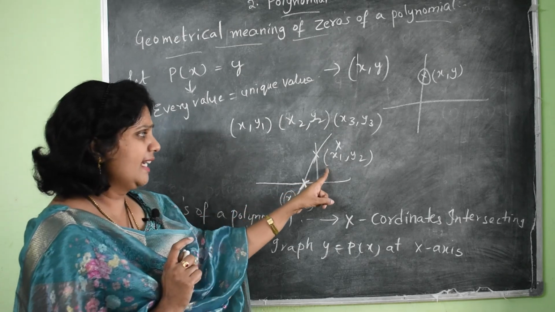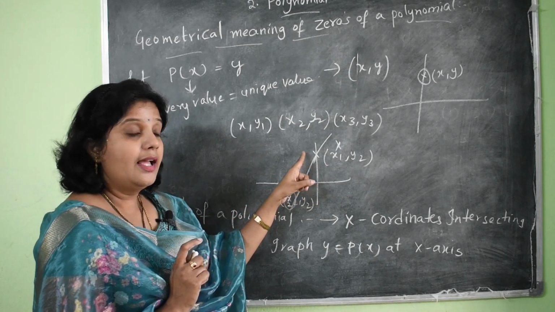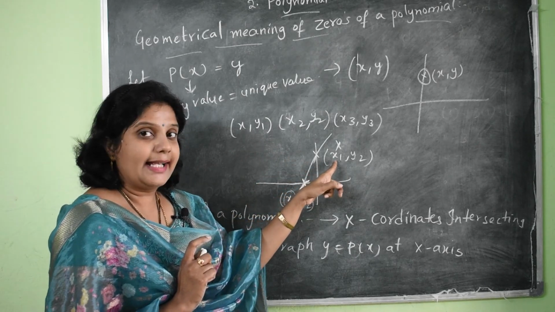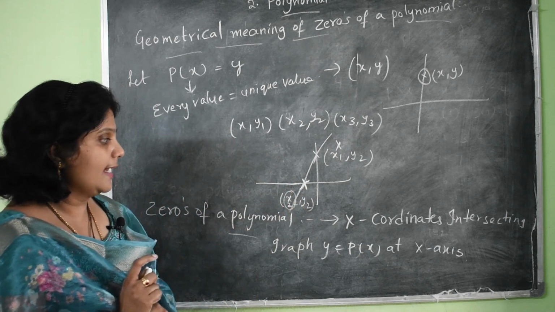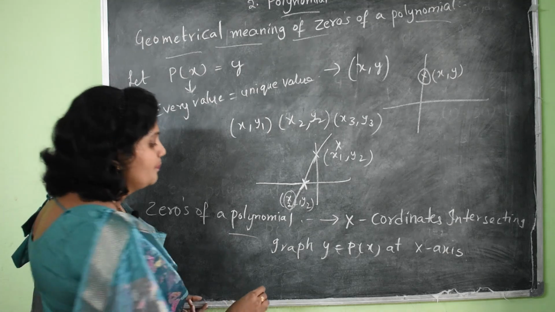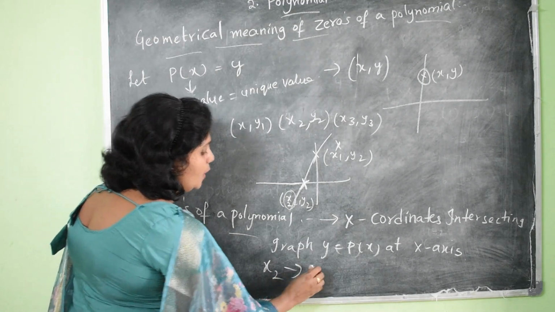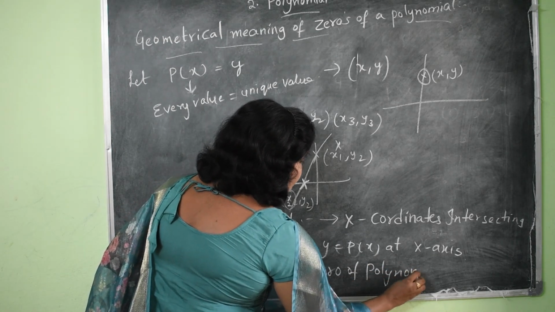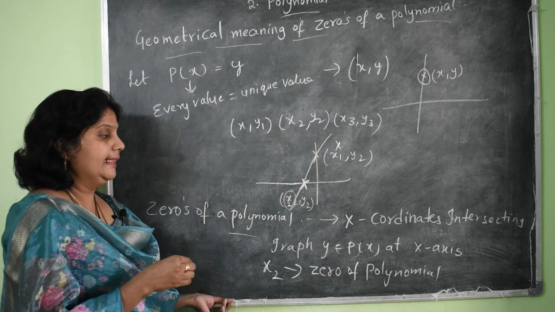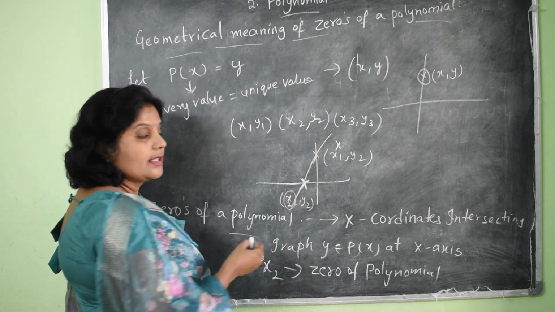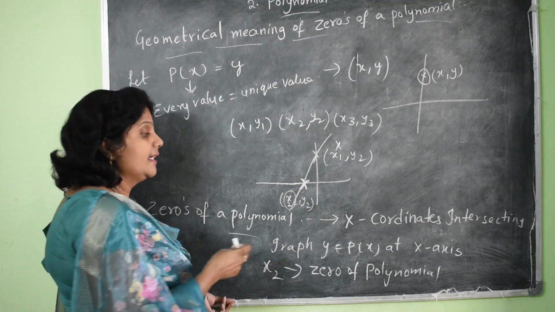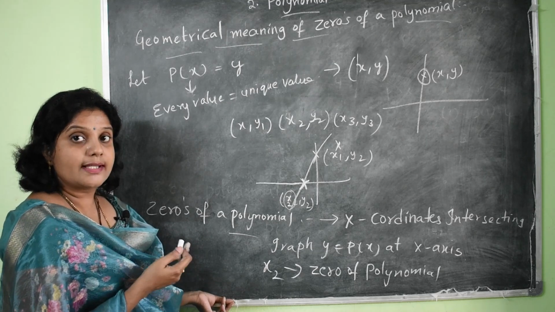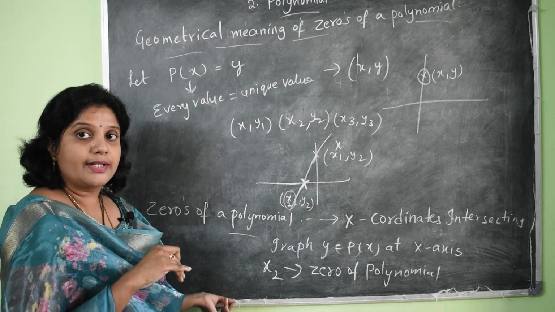Look here, the graph y is equal to p of x is intersecting the y-axis at x1, so we are not going to take x1 as a zero of the polynomial. For this graph, x2 is the zero of the polynomial. Why? The graph y is equal to p of x is intersecting the x-axis, so there we take the x coordinate. Now you understand what the zero of a polynomial is and what value we should take.